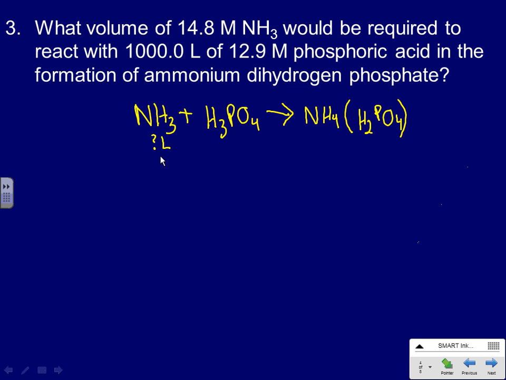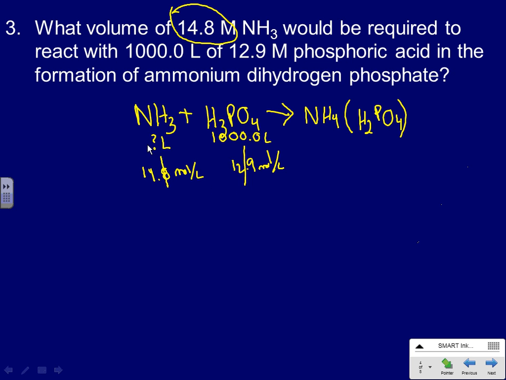And I'm going to put just a line there, no arrows necessarily, because I'm given the concentration. Molarity is always the concentration, that capital M, 14.8 moles per liter. When I write it as a conversion factor, I change the unit to moles per liter because that's how I'm going to have to use it. This is 1,000.0 liters, and its conversion factor is 12.9 moles per liter. I'm starting here and I'm ending there.